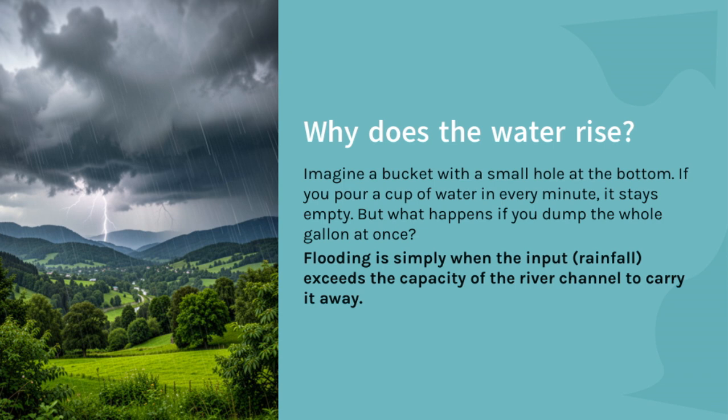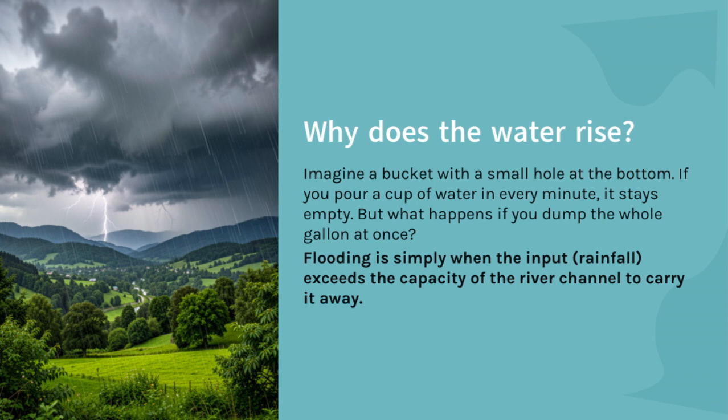A river works in a similar way. A river channel has a certain capacity. That means it can only hold and carry a certain amount of water at once. If rainfall enters the river system slowly, the river may cope. But if water reaches the river very quickly, or if there is simply too much water, the river channel may not be able to carry it all. Flooding happens when the input of water is greater than the river channel's capacity.